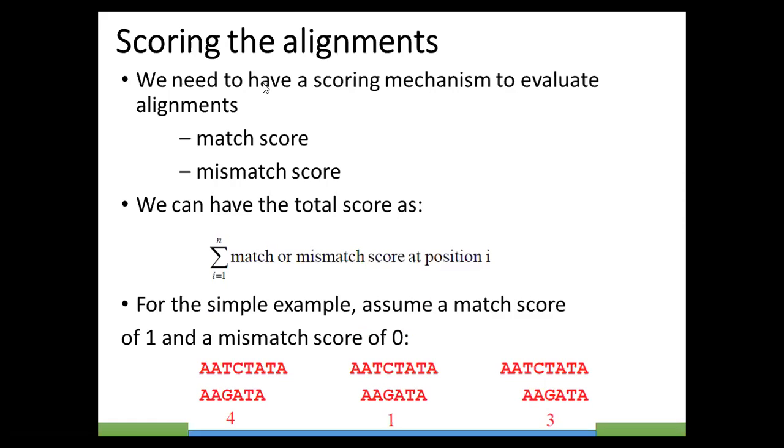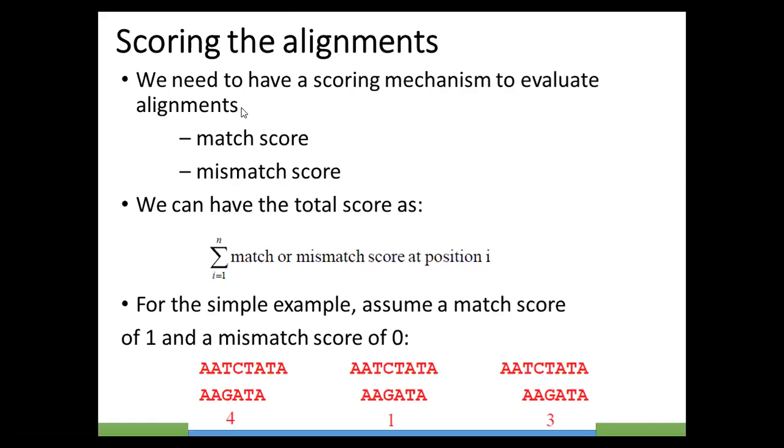Okay, we need to look at the matches and mismatches, and we should define how many marks we are going to give for matches. If we find a match in 2 sequences, what mark or score are we going to give that match? And if there's a mismatch, what mark or score are we going to give? We have to decide on that if you want to define a score mechanism. And we can have the total score as this if we consider these matches and mismatches.